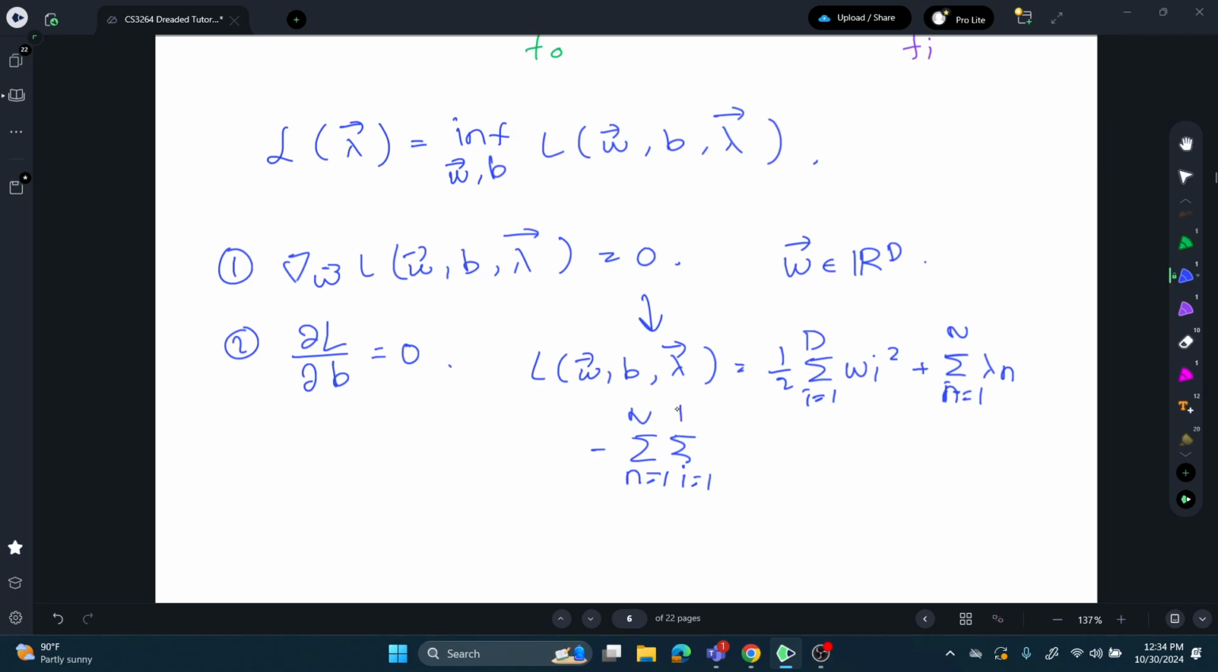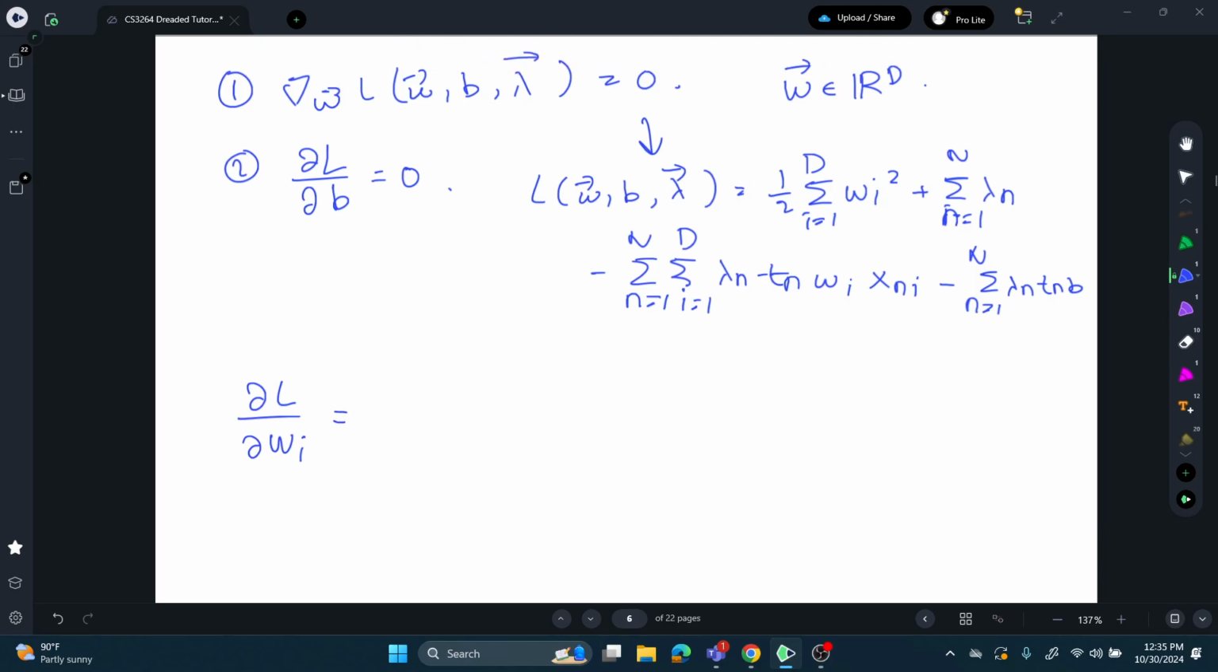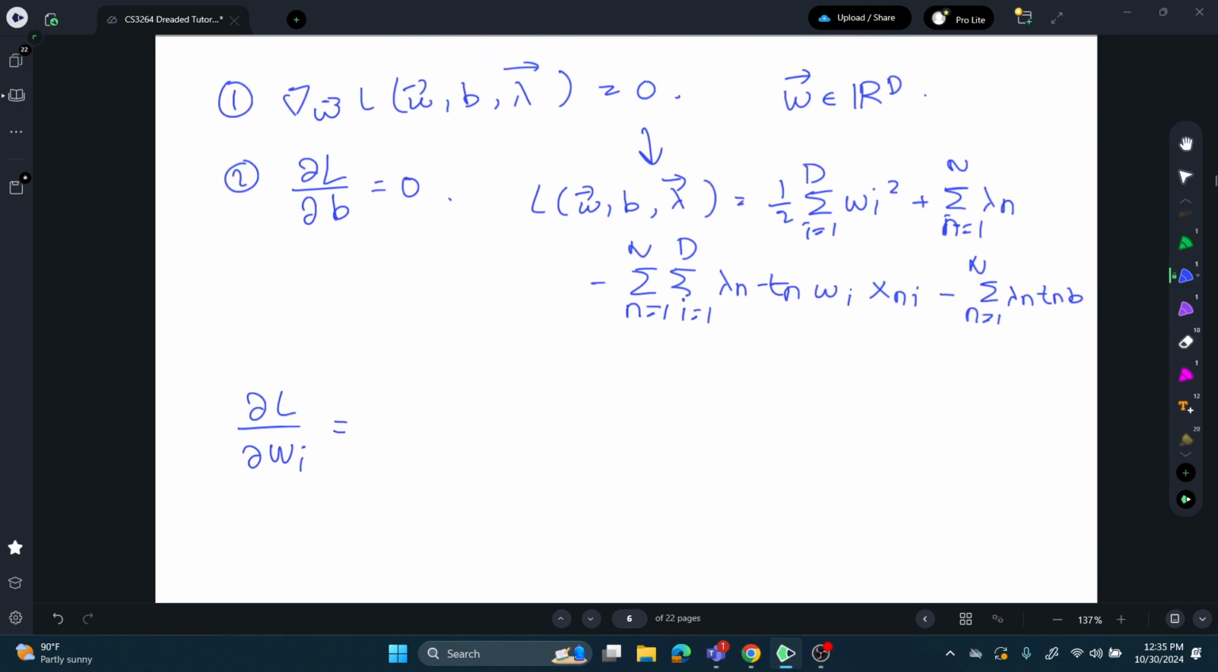This is the sum from i equals 1 up to capital D, lambda n, tn, w_i, then this will be x_ni. Then this will be minus the sum over every single n, lambda n, tn, and b. Okay, this one I just expand the bracket. Now I can find what is my partial L over partial of a single w_i. This one I no longer need to demonstrate how to do the partial.